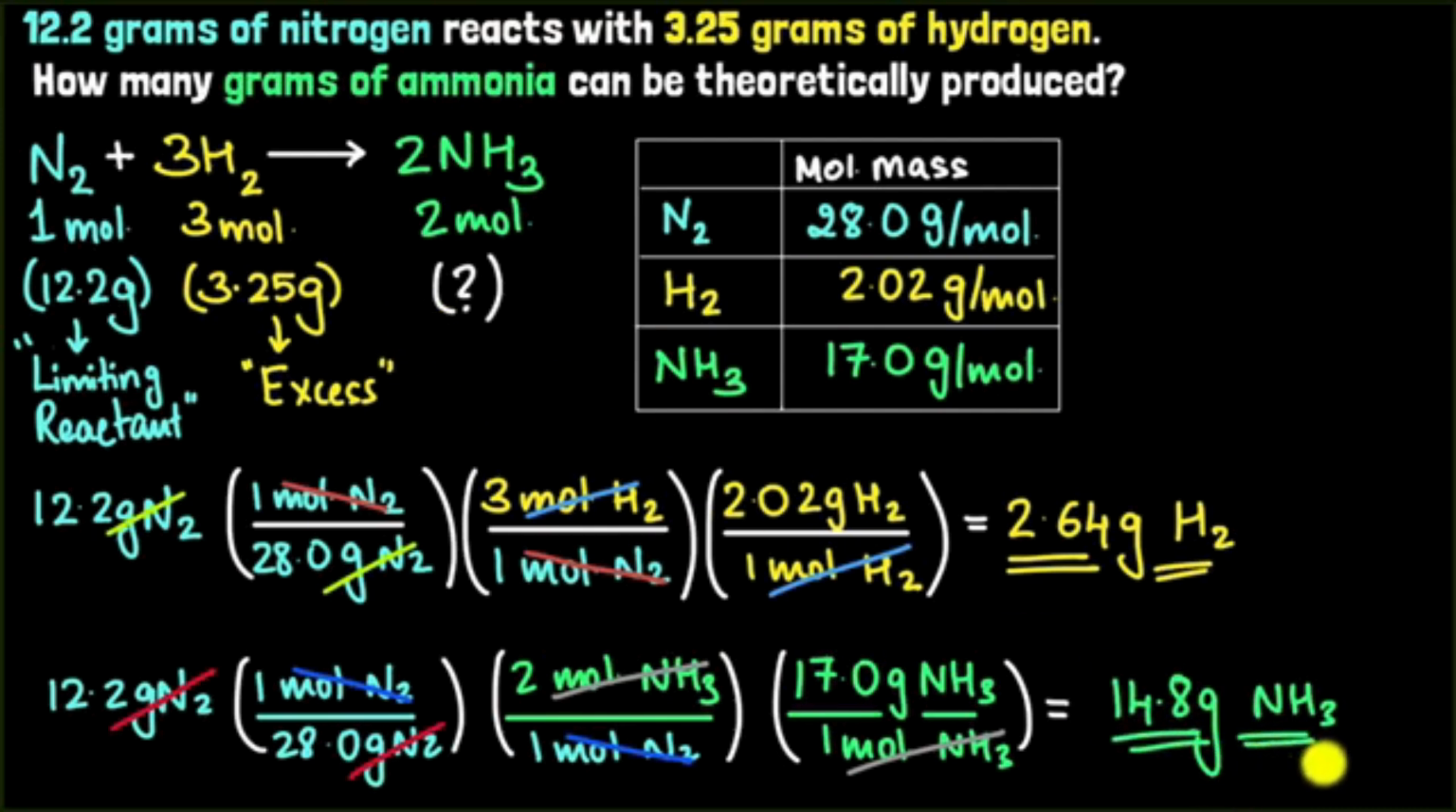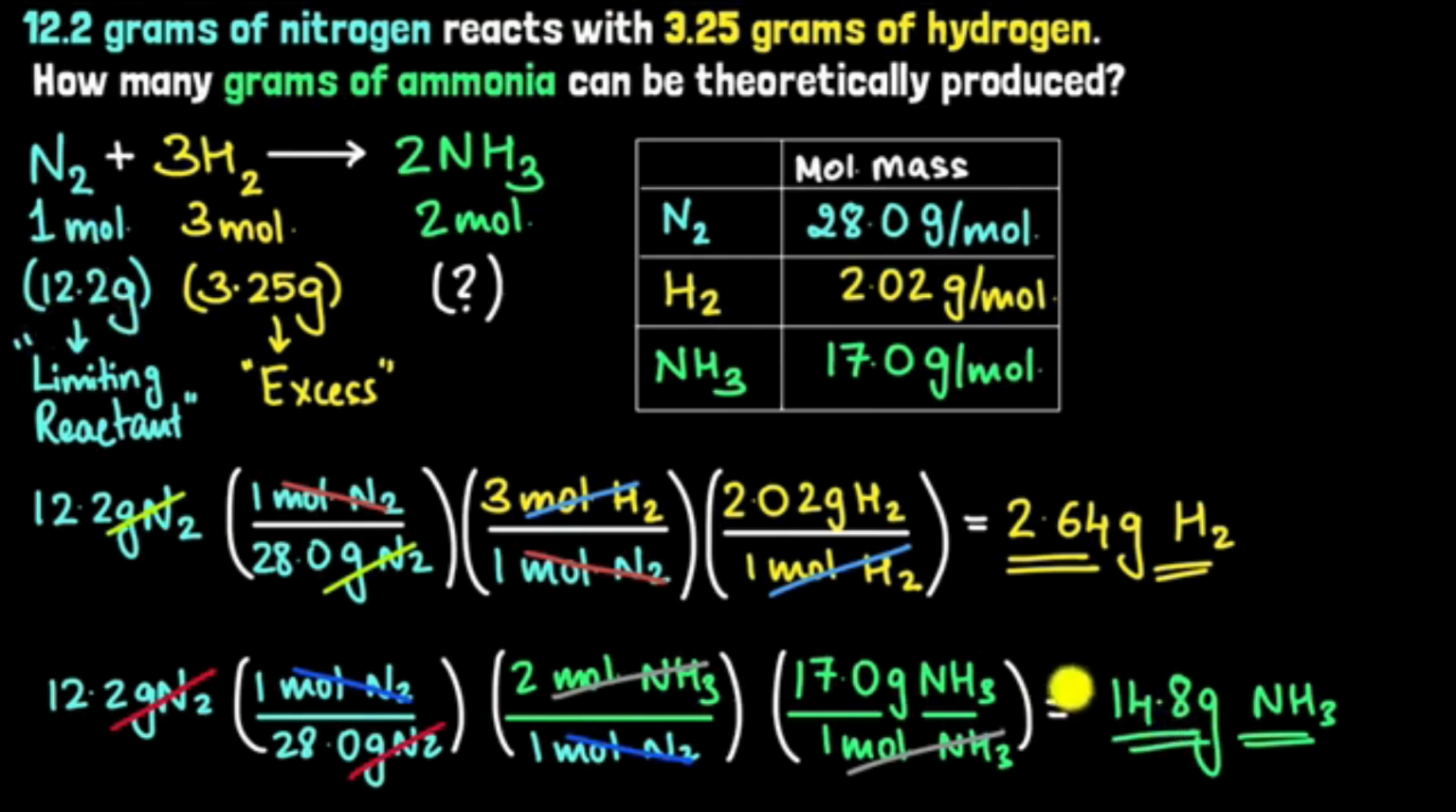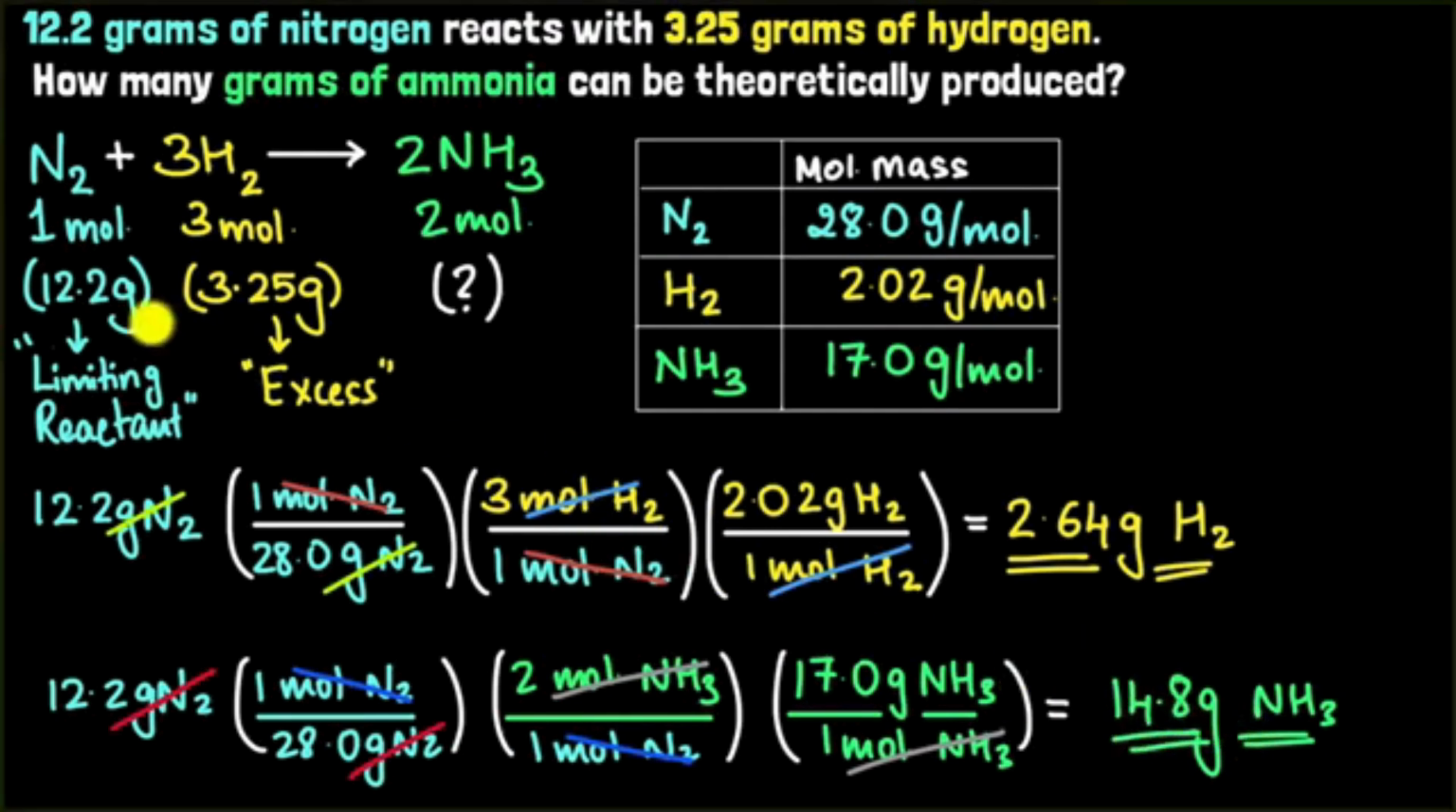And again, remember, this is the theoretical yield. On paper, this is how much we should get if we completely consume 12.2 grams of nitrogen. But the actual yield you might get in your lab when you do this experiment could be less than this, because, as we've seen before, the reasons could be incomplete reaction, not all the nitrogen might be consumed, and there could be some impurities over here as well.